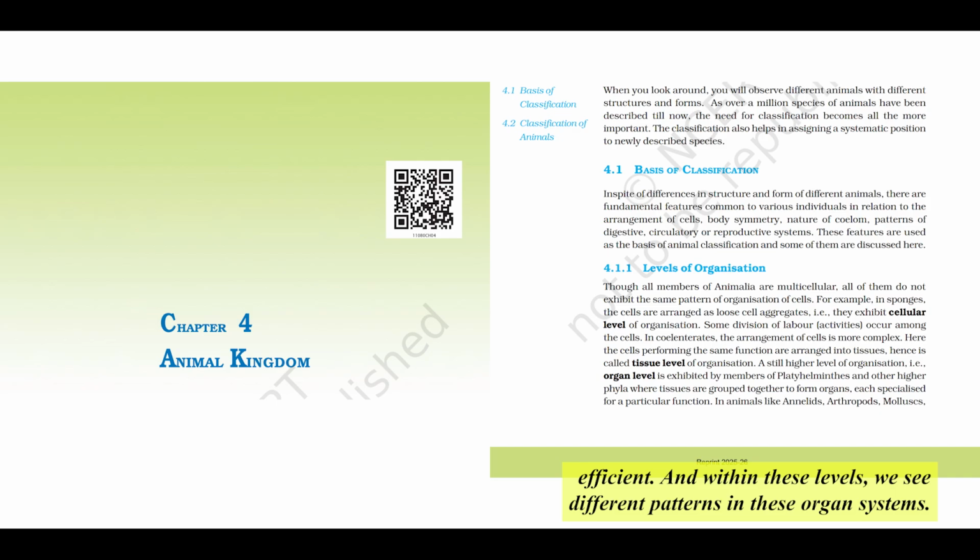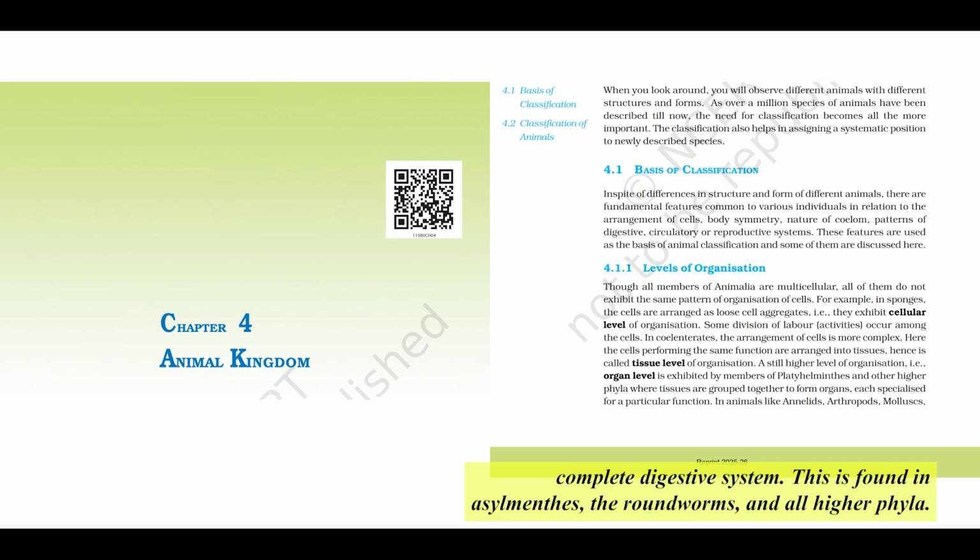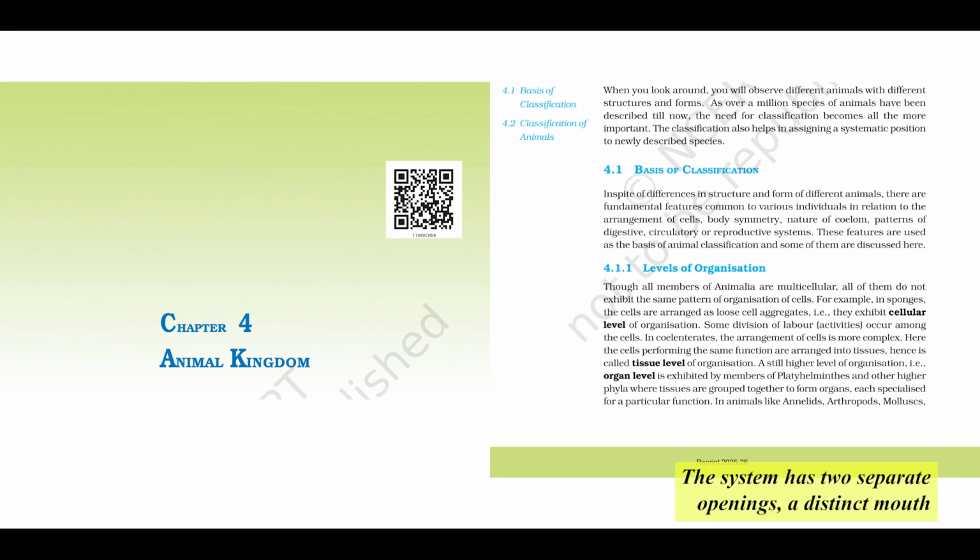And within these levels, we see different patterns in these organ systems. Let's quickly look at digestion system patterns. There are two main types. First, the incomplete digestive system. You find this in simpler forms like Platyhelminthes. It has just a single opening that serves as both mouth and anus. So food goes in, waste comes out, all through the same hole. Okay. Not the most efficient setup, I guess. Not really. In contrast, you have the complete digestive system. This is found in Aschelminthes, the roundworms, and all higher phyla. The system has two separate openings, a distinct mouth and a distinct anus. Like a one-way street for food. Precisely. It allows for unidirectional food flow, enabling much more specialized and efficient digestion as food moves through different parts of the gut.